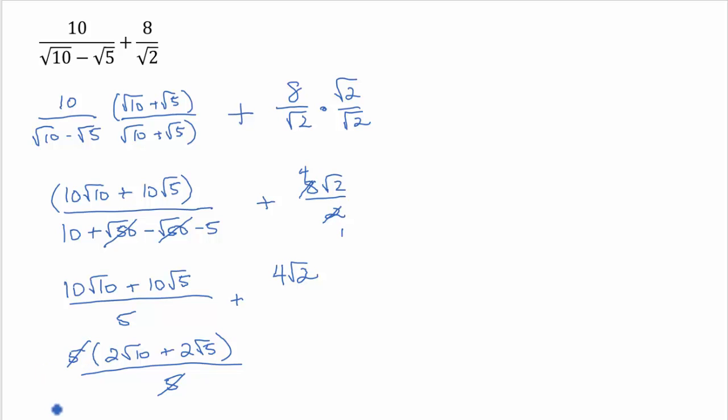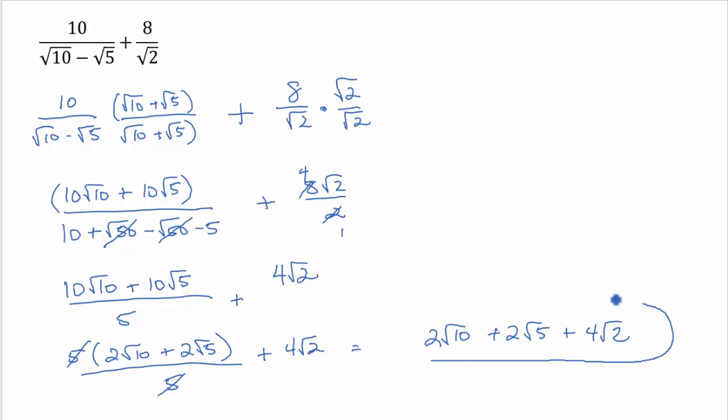So those are going to cancel. Bring down the plus the 4 square roots of 2. So my final answer is going to be 2 square roots of 10 plus 2 square roots of 5 plus 4 square roots of 2. And that's it. There you go.